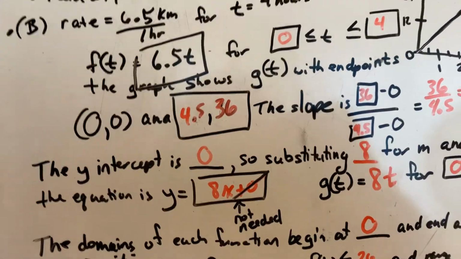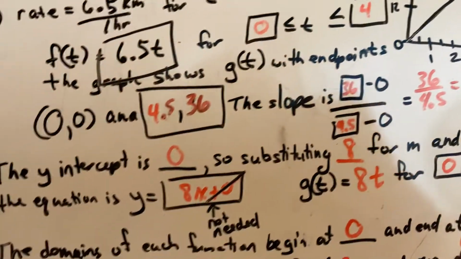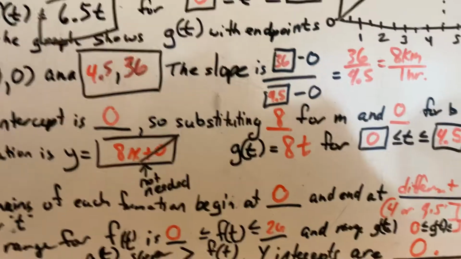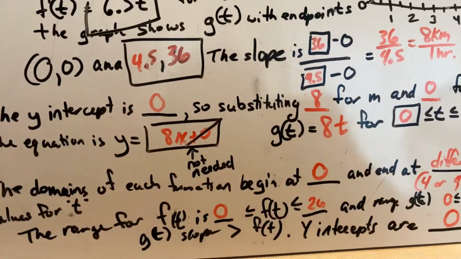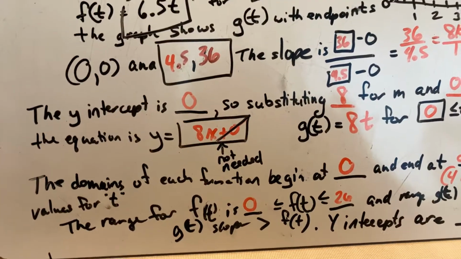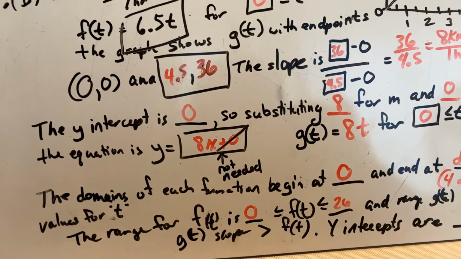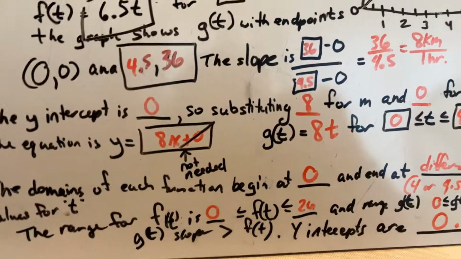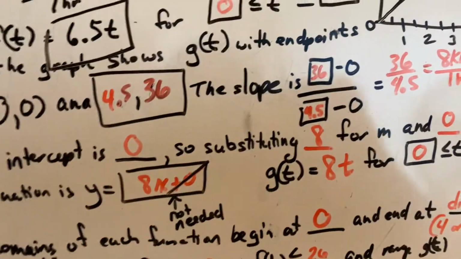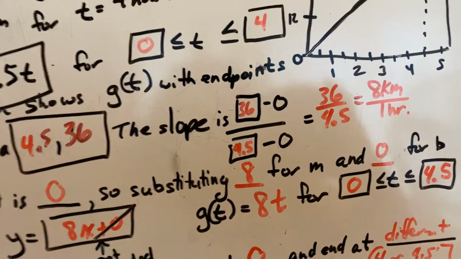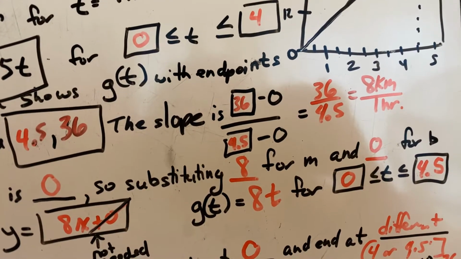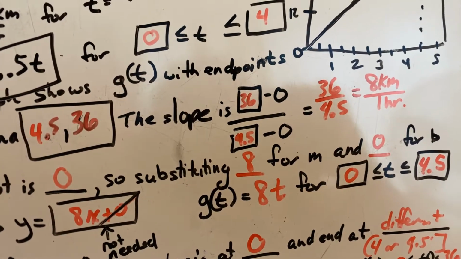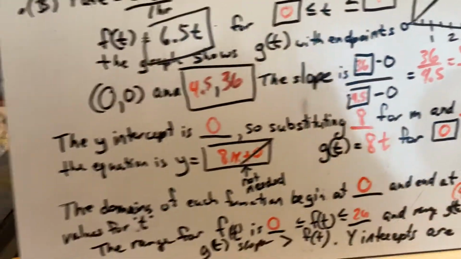The y-intercept is 0, and again, we can see that right here. And so substituting in 8 for the m, which is our slope, and 0 for b, will give us the equation y equals 8 times x. When we change that into g of t or function notation, we find out that g of t is 8 times t. And what is our domain? We are allowed to go between 0 and 4.5 hours. So again, t is greater than or equal to 0, but less than or equal to 4.5.